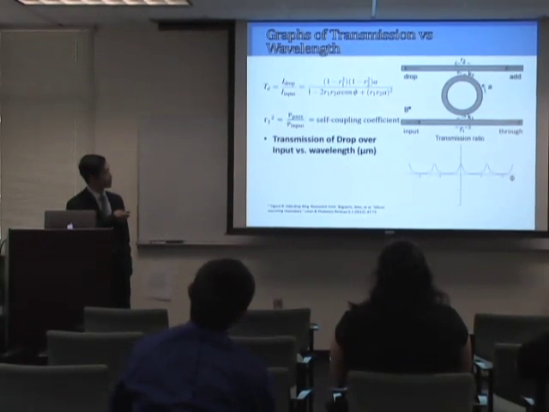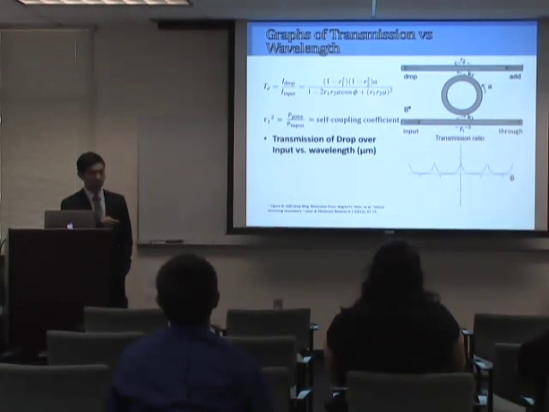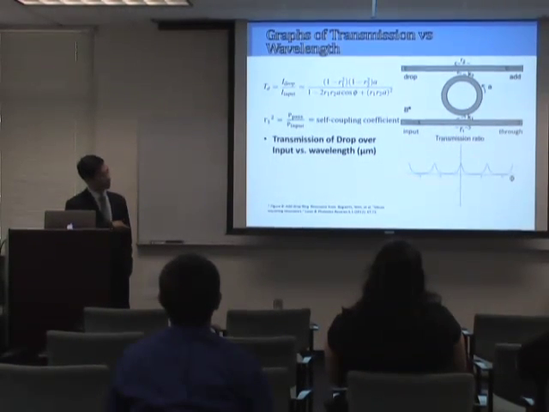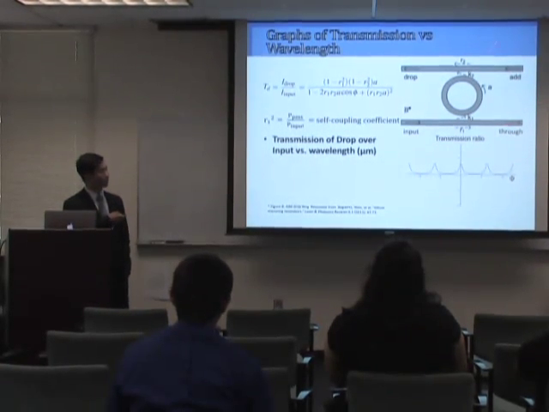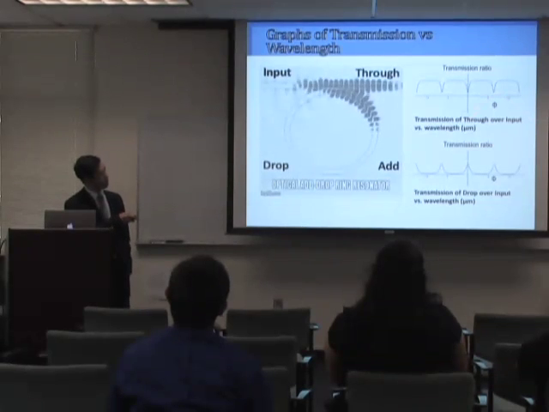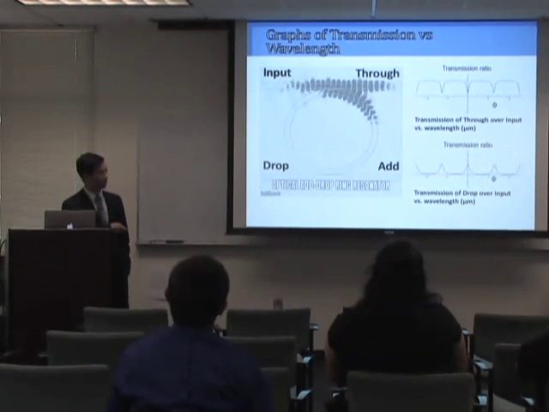So this is the transmission of the drop over input, the intensity of light here and the intensity of input here. You can see that this is basically a flipped graph of the previous graph, because when less light is going through the through port, more light is going through the drop port, because light is redirected this way. So you can see here the graph's peaks and troughs align, because as less light goes through the through port, more light is going through the drop port.